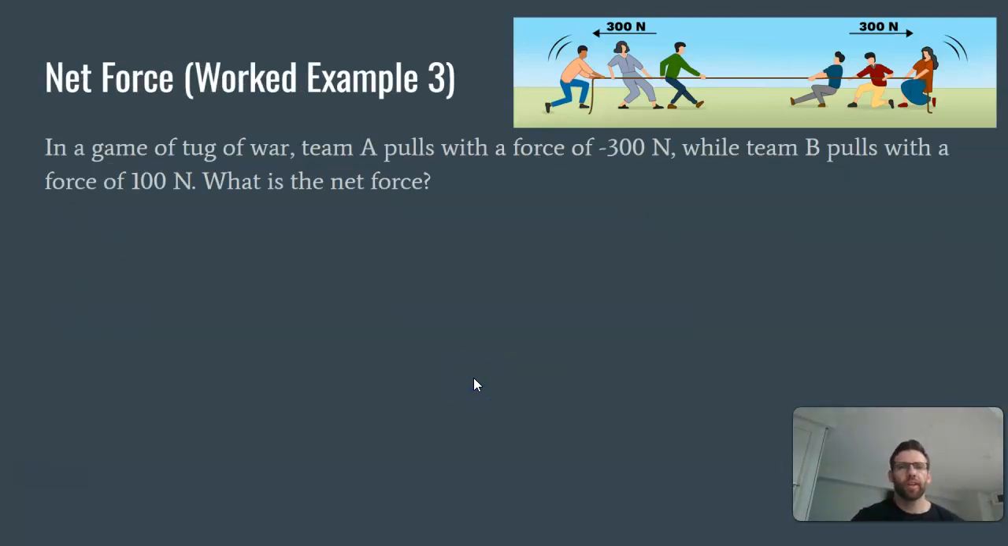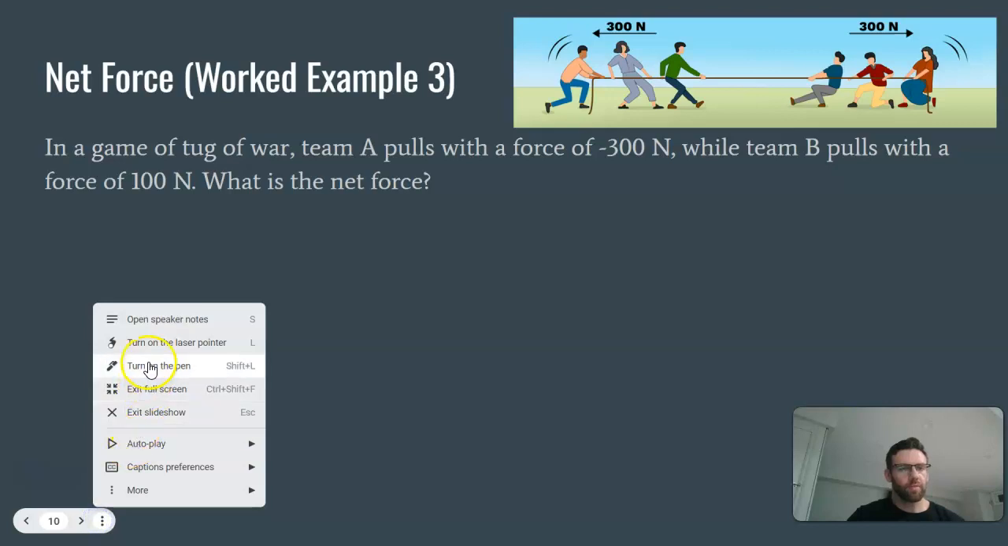So let's try a quick example here, related to the picture that we saw before. But in this case, one team was actually losing. So this is a picture of the teams being tied, but then there was one picture where the teams were not tied, and one team was certainly winning. So team A was pulling with negative 300 newtons. That means 300 newtons to the left. Team B pulls with a force of 100 newtons. What is the net force?